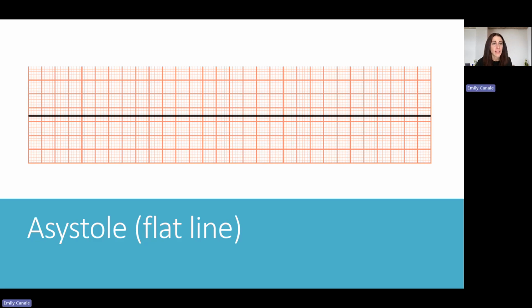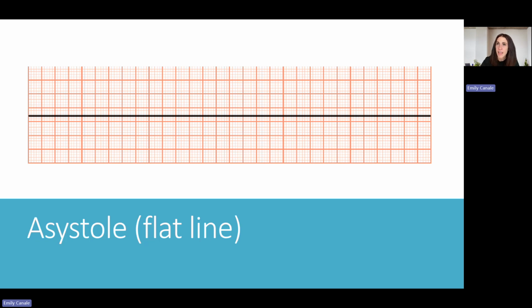So what about this? Asystole. Think about it: there's no electrical activity originating from the heart. It's going to be a flat line. That is what is produced on the monitor. So we don't have anything going on here. There's no squeezing, there's no forcing blood anywhere.